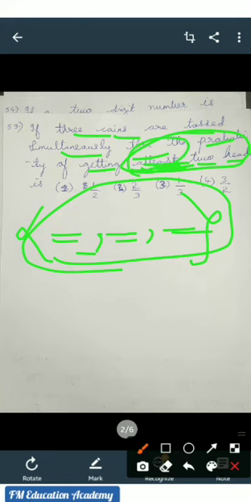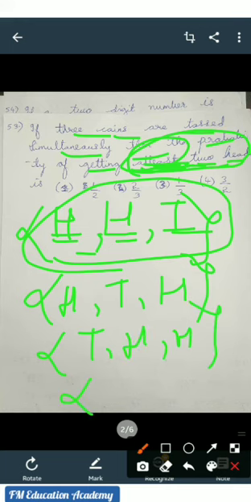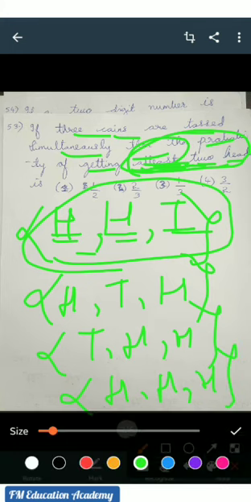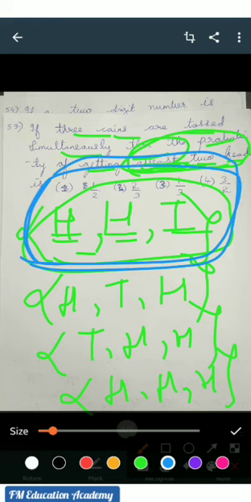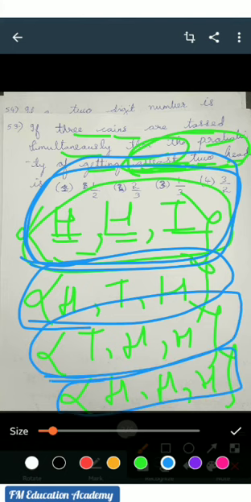So what is the probability of getting at least 2 heads? It can be head, head, tail, or head, tail, head, or tail, head, head, or all 3 are heads, because more than 2 heads is also the meaning of at least 2, right? So here if you observe, this is 1 possibility, second possibility of getting at least 2 heads, third possibility, and fourth possibility of getting at least 2 heads.